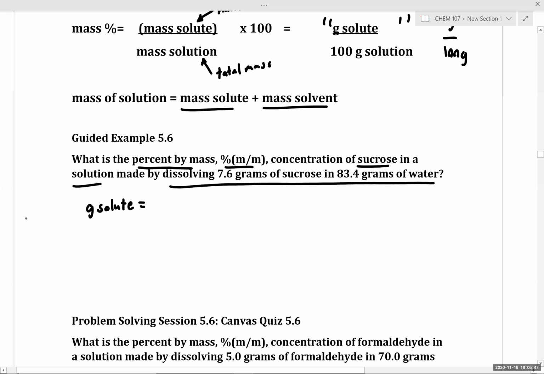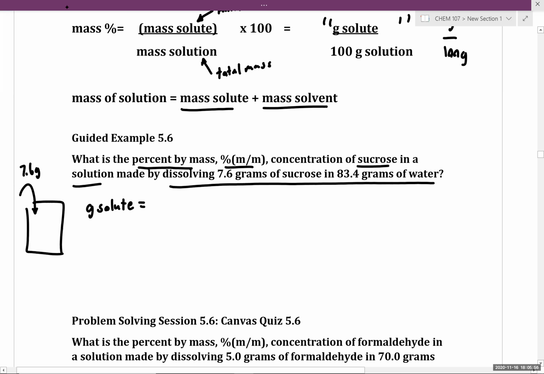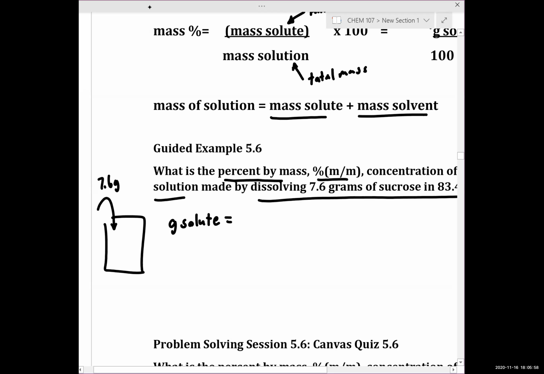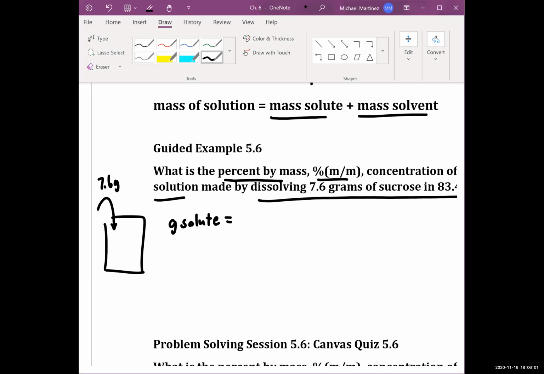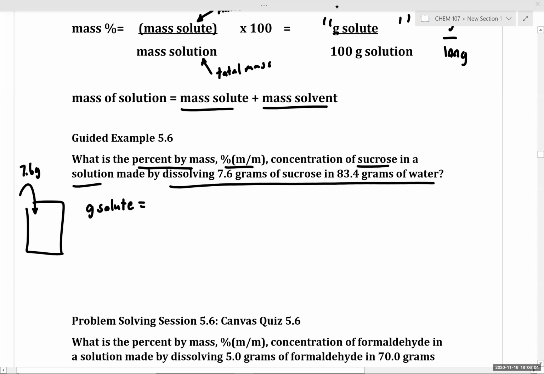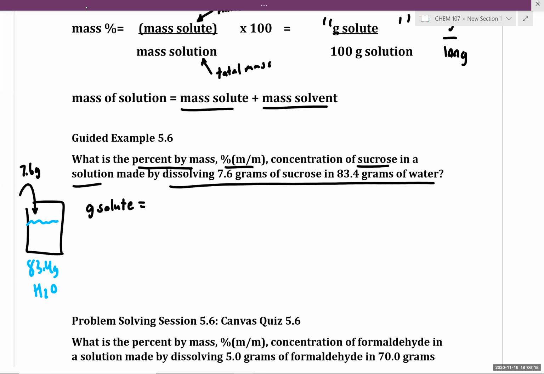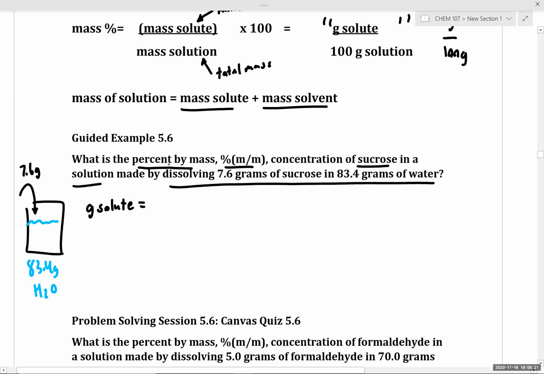If we have our beaker and we add in 7.6 grams of sucrose, and in addition to that, we're adding an additional amount of water. So in this case, we're also adding 83.4 grams of water. My question to you is, what is the mass of solute? What is the mass of our minor component that is being dissolved?